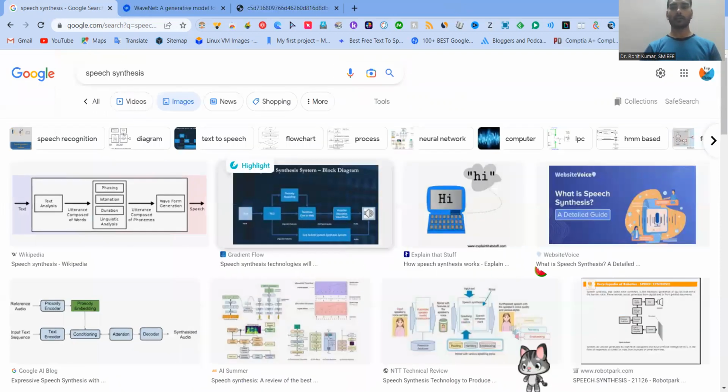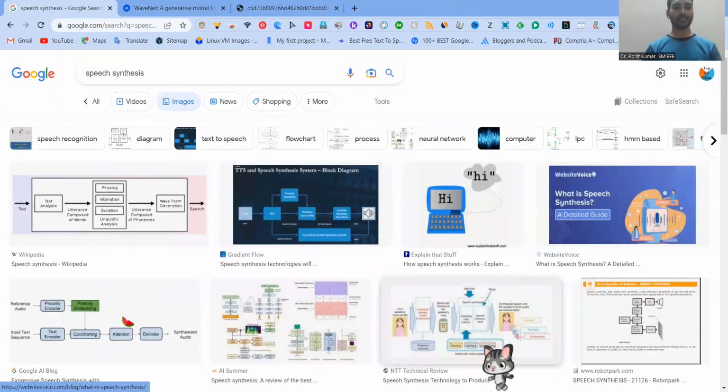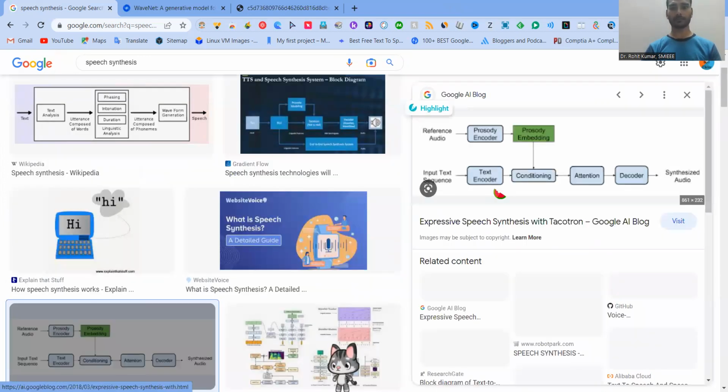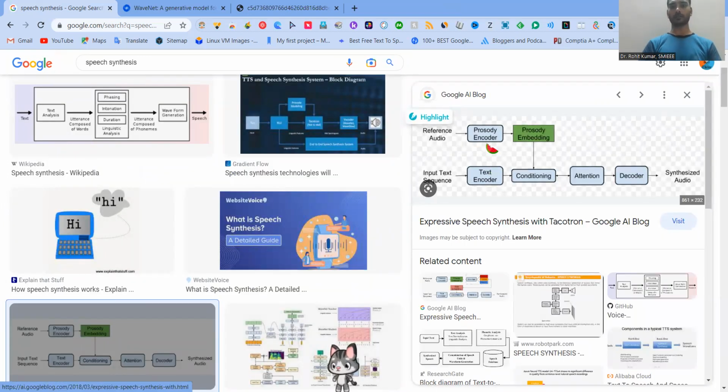Let's close it. Now coming to that, if it is like this, then what kind of process is it? So the process is something like this. Here you have the reference audio. If you want to have this particular portion of reference audio and you have the pose audio embedding, then it's fine. Otherwise, you can just forget about this particular portion and simply focus on this part. That's the input text sequence.